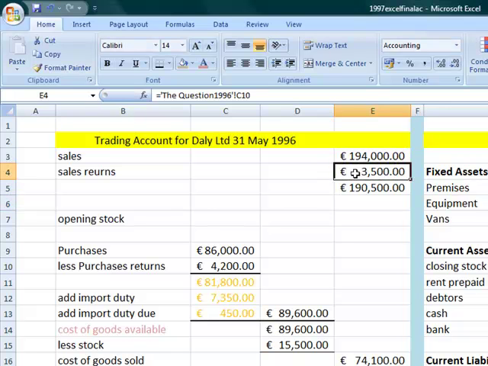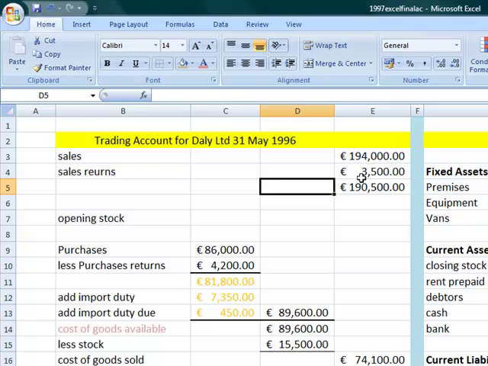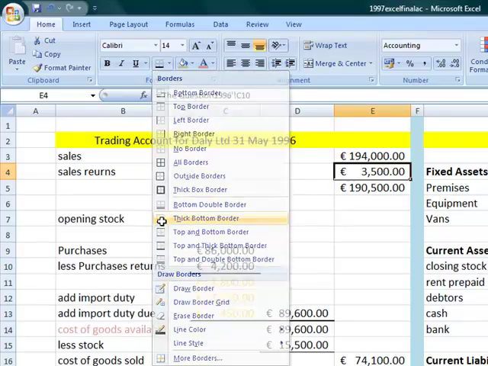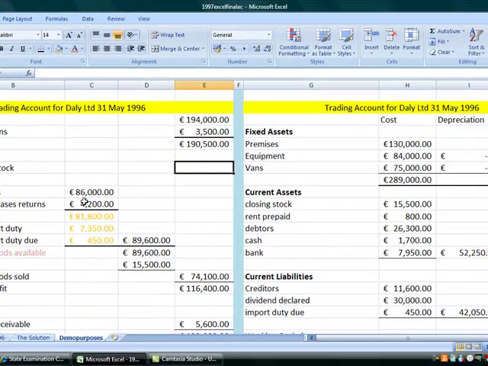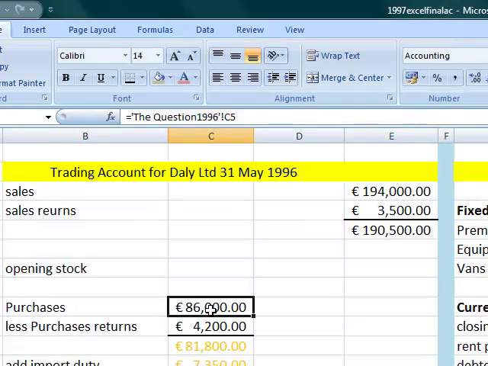Now the next thing I want to bring your attention to is the line feature. These are the lines here. In accounting, it's very important when you do a computation or a sum that you must rule it off. You must show that you're finished adding or subtracting. Then we move down here and we've got purchases less purchase returns.